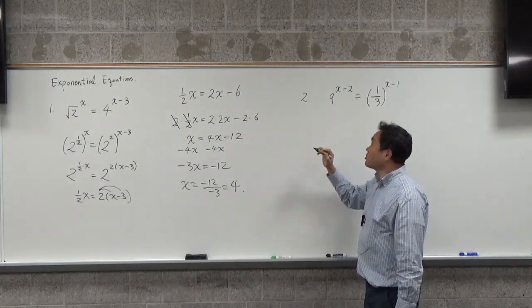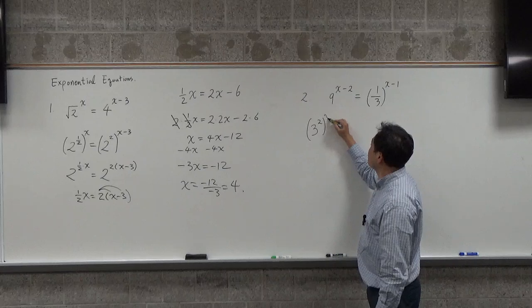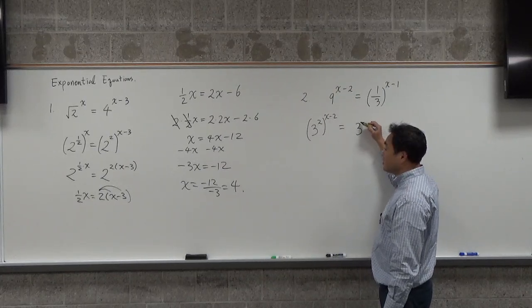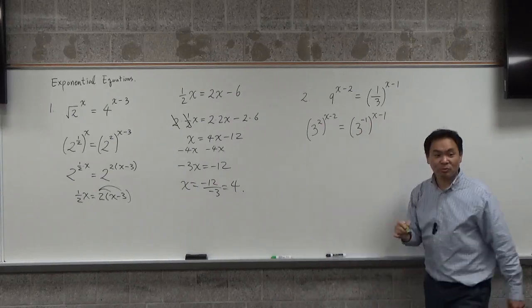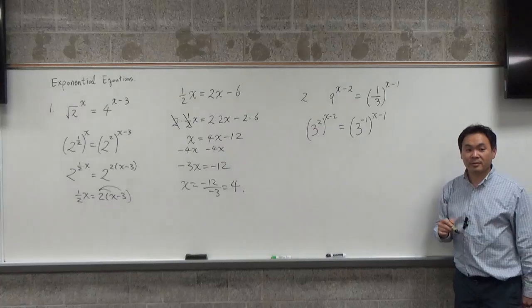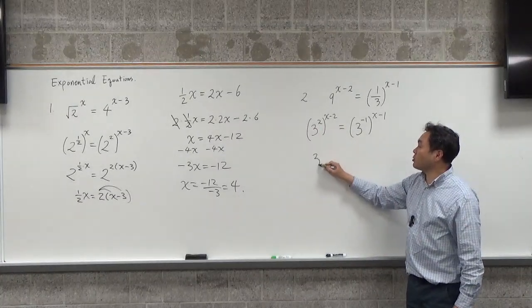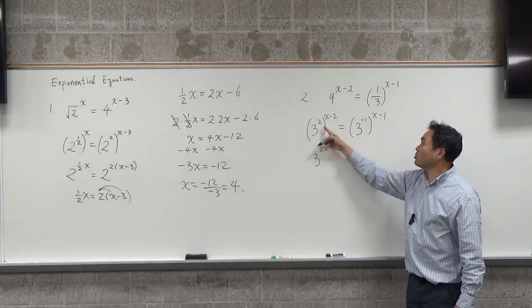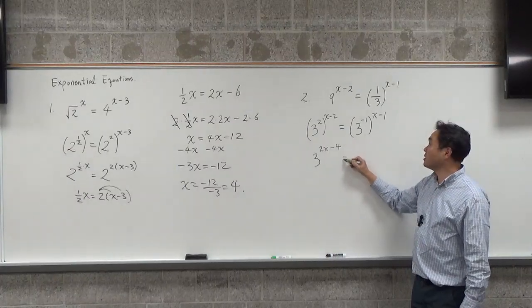Okay, so let's try this together. 9 is 3 squared. 1/3 is 3 to what power? Negative 1 power. So far, so good? Okay. And then these two multiply, so what is that? 3 to the 2 times x is 2x. 2 times negative 2 is negative 4.